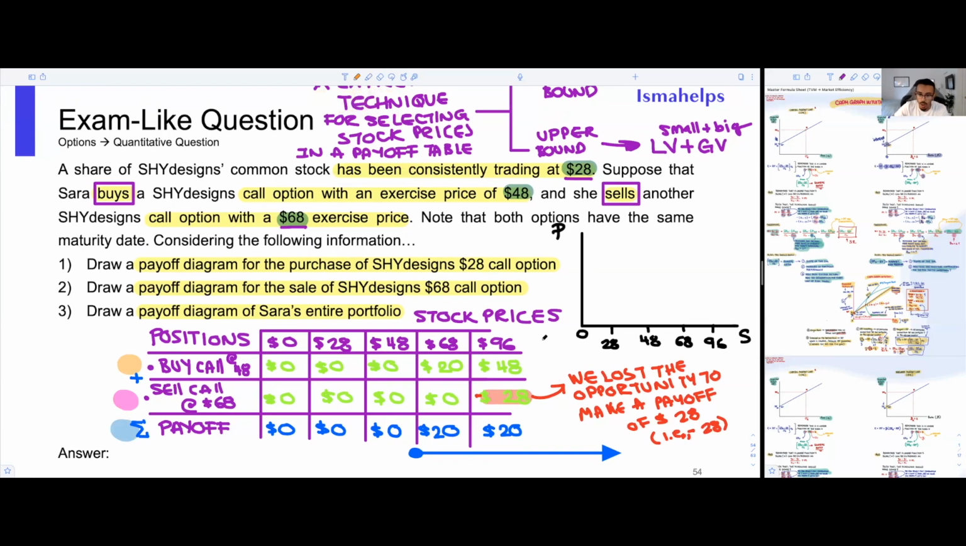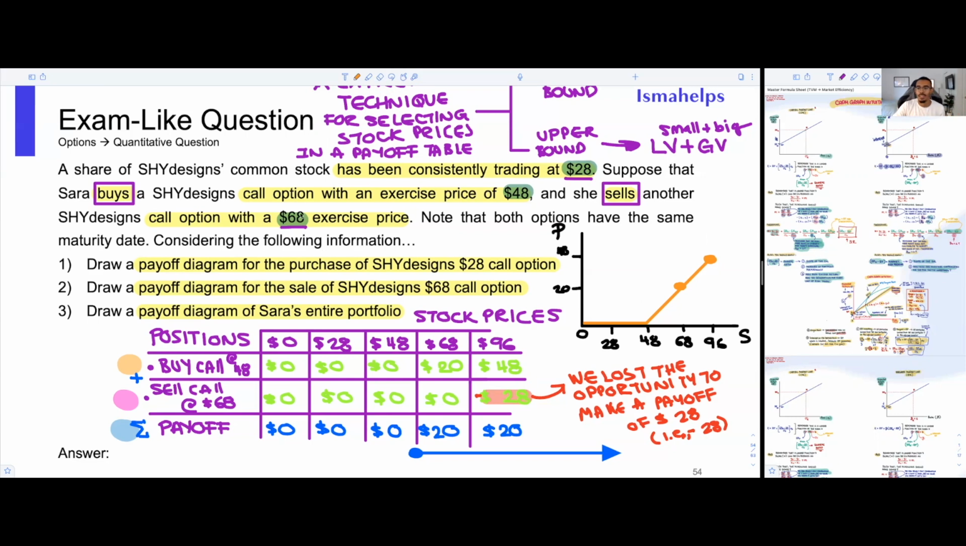As you can notice here, all the way to $48, our payoff for this position is equal to $0. However, at $68, I guess we'll have to outline them here. We're going to say payoff could be 20, 48. And we could say that at $68, our payoff will be $20. We go right here. And then after that, at $96, our payoff will be $48. So that would be our payoff diagram for our purchase of a call at an exercise price of $48. Okay, it's as easy as that. You just got to draw it up like that. It doesn't get any more complicated.